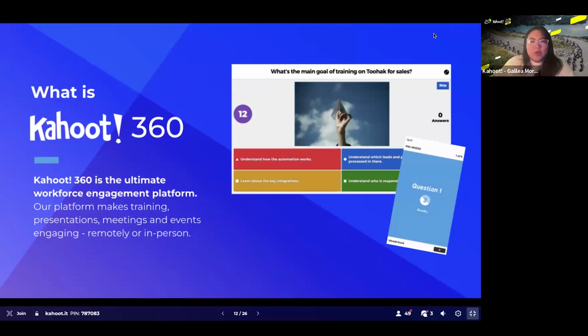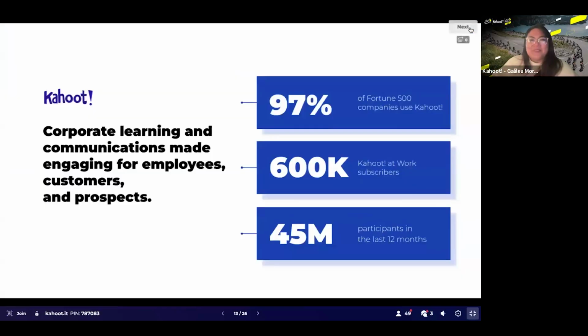And it helps in the corporate space to make training or presentations or meetings or events, you name it, surveys. Any sort of communication touch point or learning and development driven touch point that you have in the corporate space can be supported by Kahoot. And that is our main aim, right? Being the ultimate workforce engagement platform. And we do that in many ways, namely gamification, interactivity, and dynamic experiences, right?